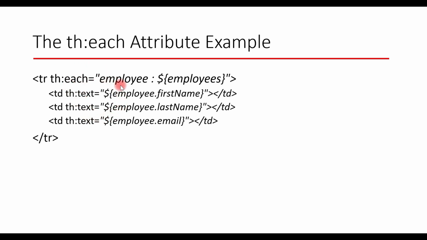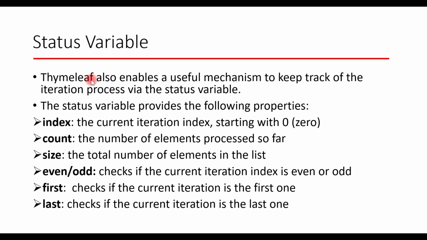So look at here, this is simple example of each attribute. Here we are iterating over a list of employees by using each attribute, and here we are basically just accessing a model attribute such as first name, last name, email. Okay, we'll see this example in action a bit later. So status variable. Thymeleaf also enables a useful mechanism to keep track of iteration process via status variable. So sometimes we want to get an index of an element in a list, or we need to count a number of elements in a list, or we need to retrieve a size of the list. So basically Thymeleaf provides a status variables to retrieve this kind of data.